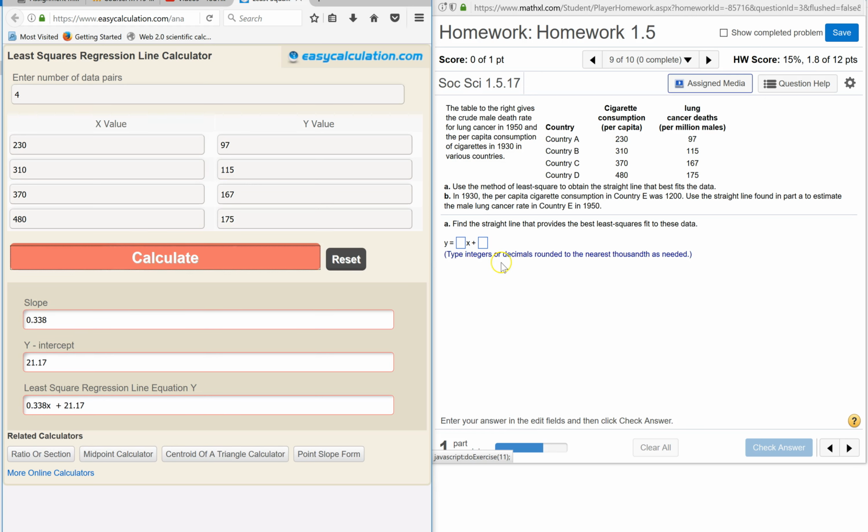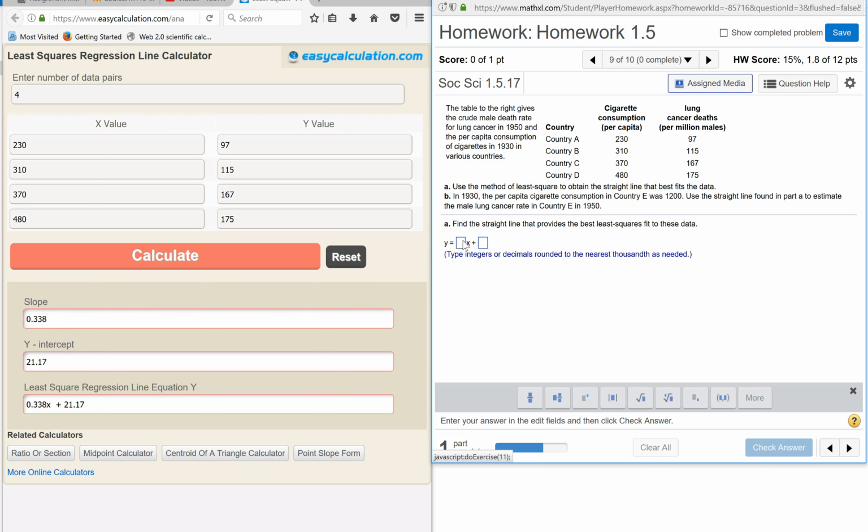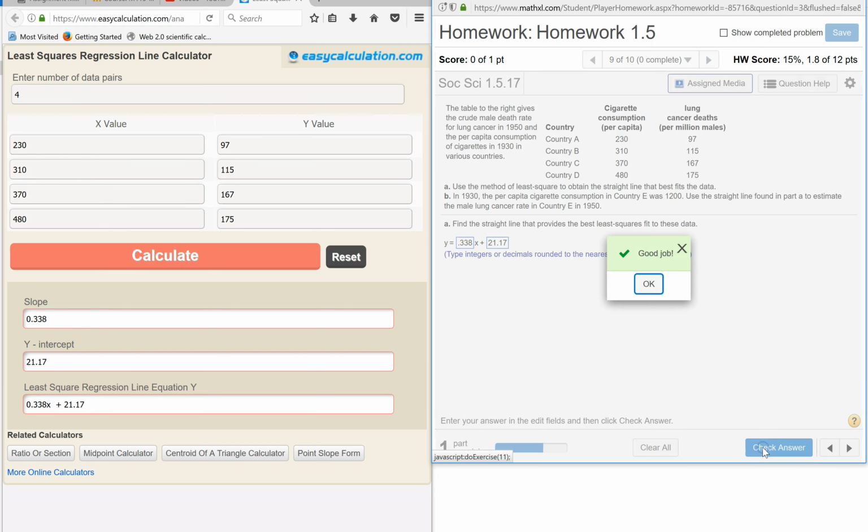So the important part to read here is type integers or decimals rounded to nearest thousandth as needed. The slope is reported to the thousandth place, so I'm just going to type in 0.338. The y-intercept is 21.17. Now that's reported to the hundredths place, but it should be acceptable because if I were to put a 0 behind that 7, that would be to the thousandths place.